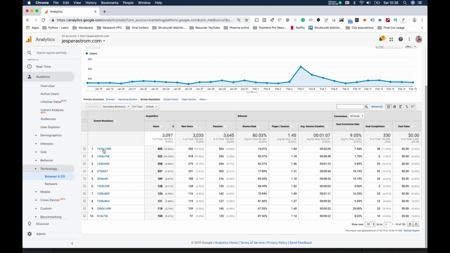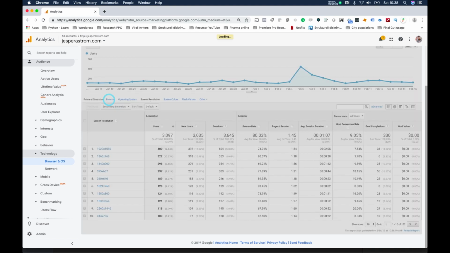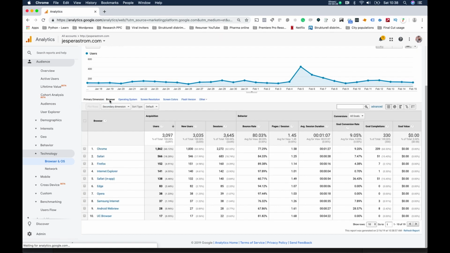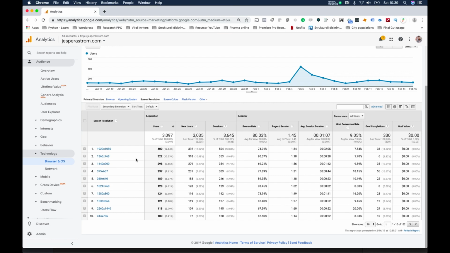Now, in terms of the technology tab here, we've got two things to look at: the browser and OS, and network. In terms of browser, I generally use this to figure out whether or not my advertising or my campaigns are running well on certain types of devices. I don't generally look at browser type because it doesn't give me that much information. But if I look at screen resolution, I can more or less get an idea of what type of devices are actually driving the most of my conversions.